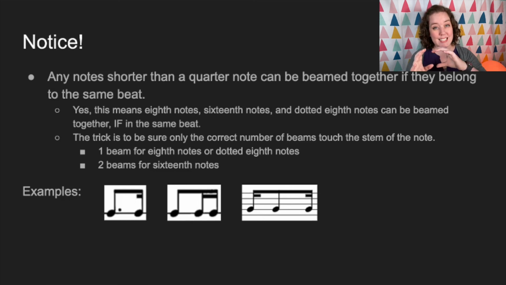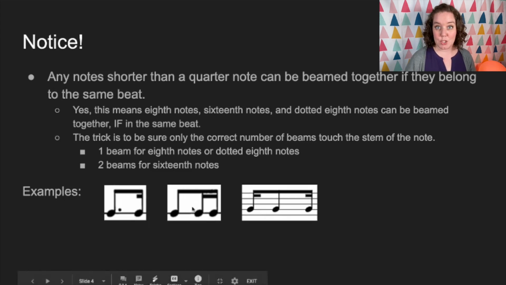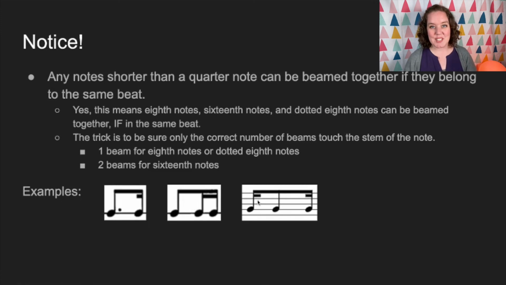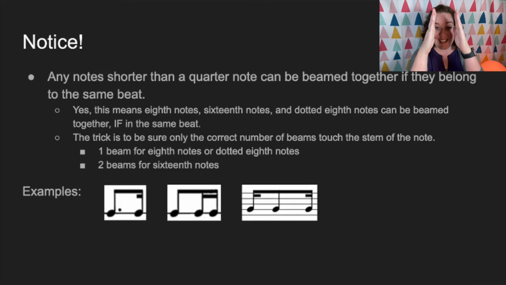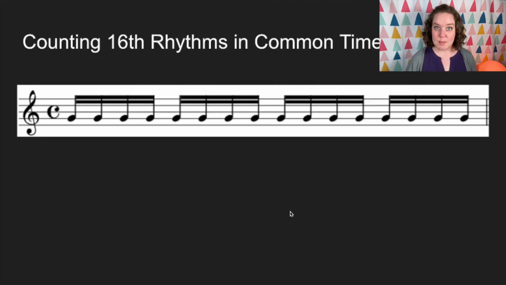But notice that 16th stem doesn't continue on to the eighth note stem because we don't want two beams touching that stem. Then we have an eighth note with 2 16th notes, and then there's even a 16th with an eighth and a 16th. So you can see there's 2 little 16th beams coming out from the sides of each of those side 16th notes, but those little beams are not touching that eighth note stem, which should only have 1 beam. So now we're going to be counting some 16th notes in common time.